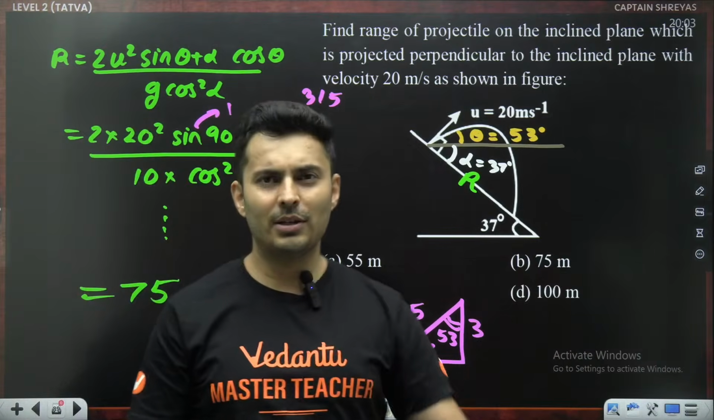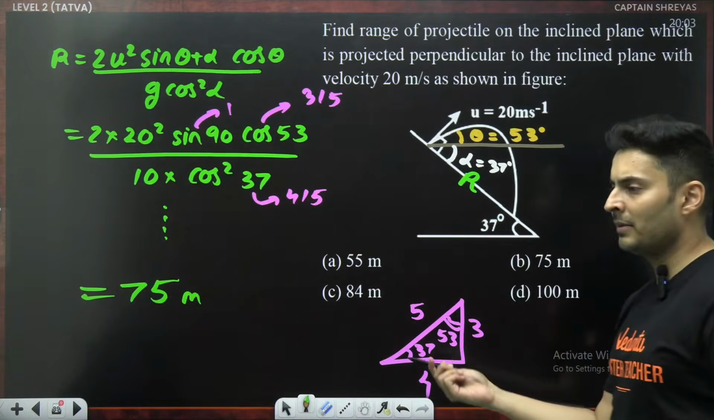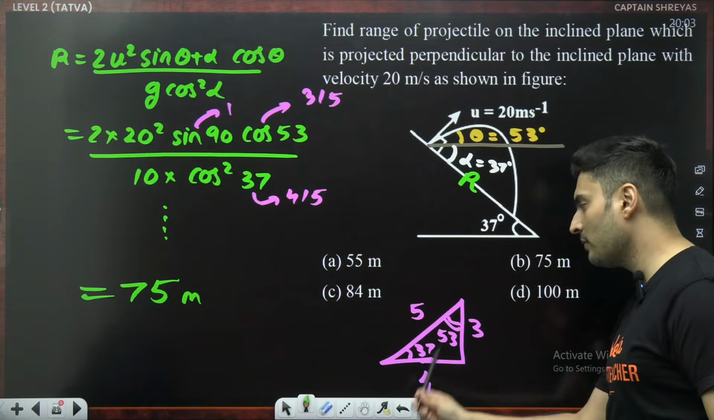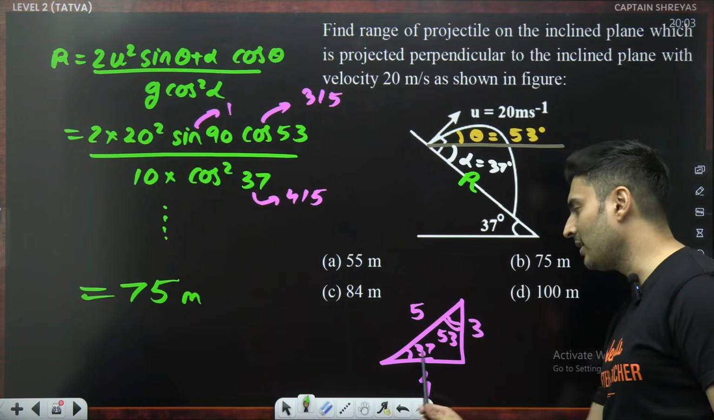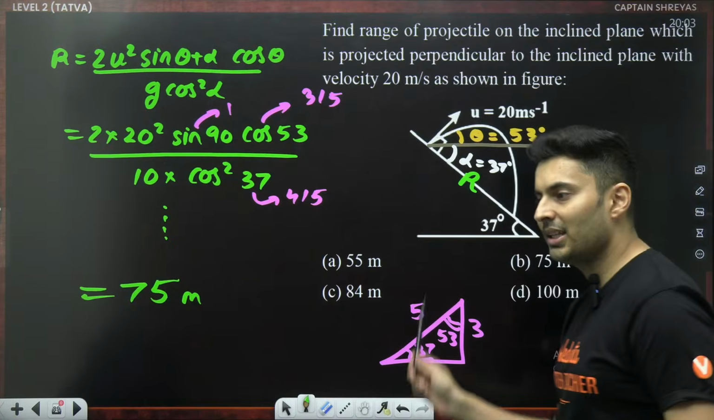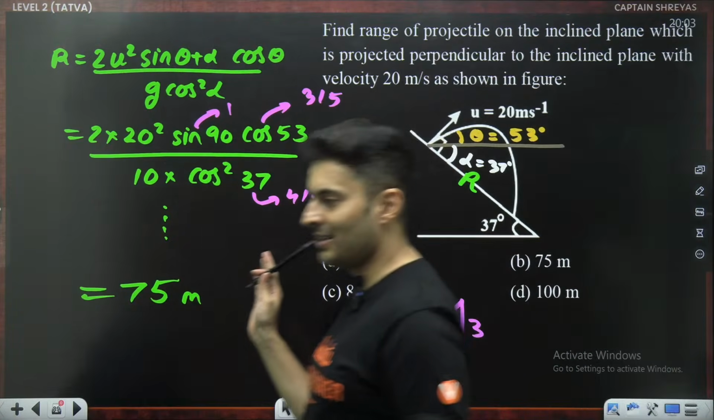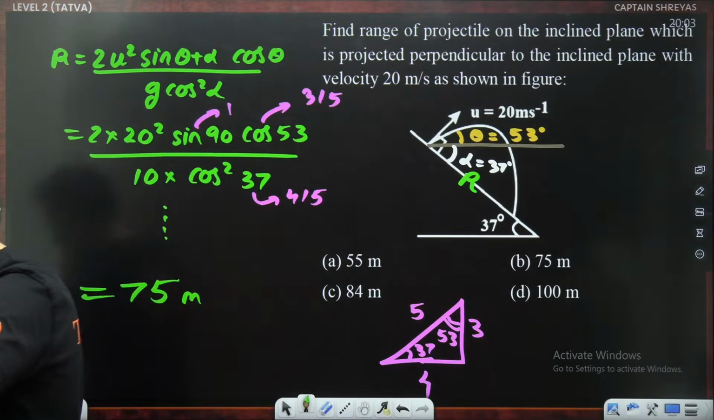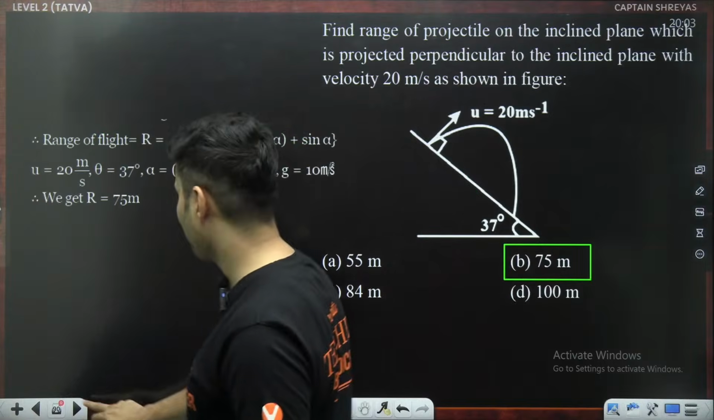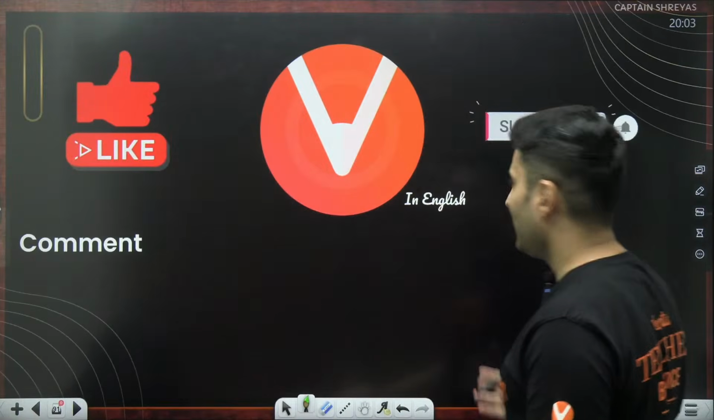Very simple after you know this magic triangle method. This is a very standard triangle, 3, 4, 5. 5, 3 means 53. The other angle is 90 minus 53, which is 37. As simple as that. Cool? Very good. Amazing. Okay, so that's it.